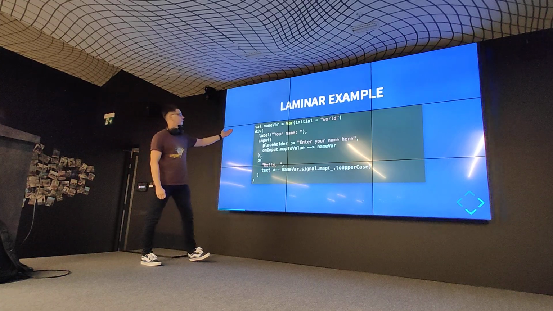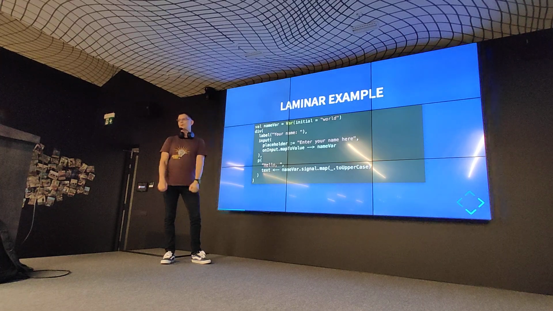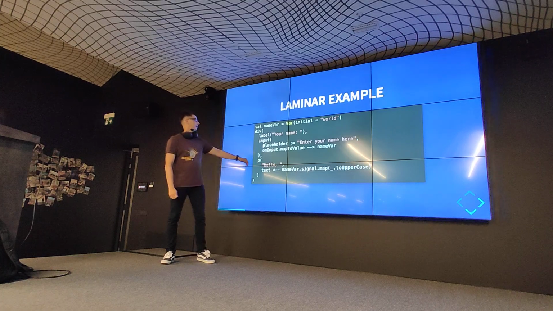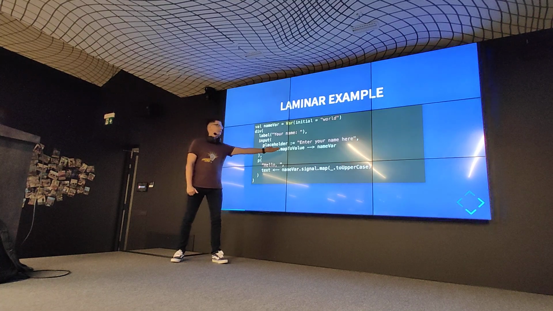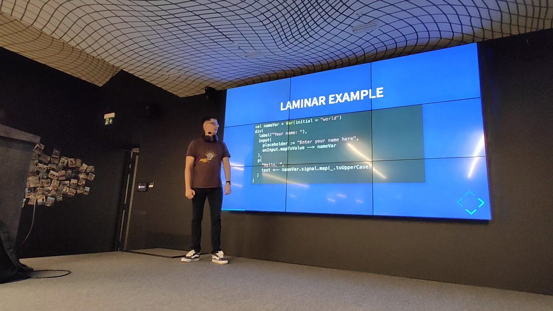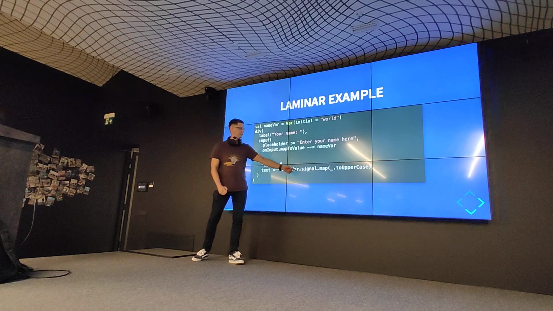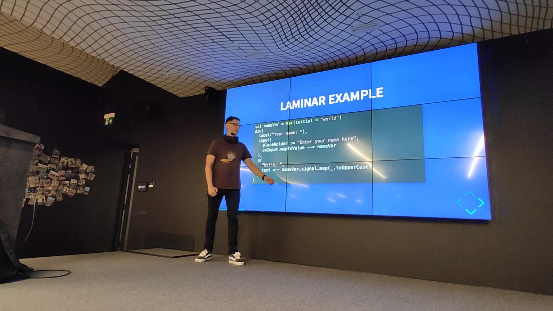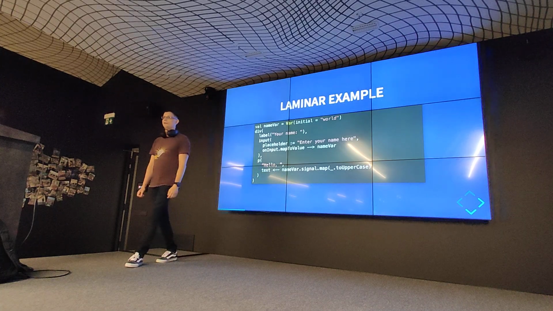In Laminar, you have a variable, and a variable is basically a mutable box which will propagate and tell others about the changes of it. Then you create some HTML with this syntax, which isn't HTML, but very similar. And you say when the input happens, let's put that input into this variable, and when the variable changes, let's turn that into uppercase and put that into the text of this paragraph.